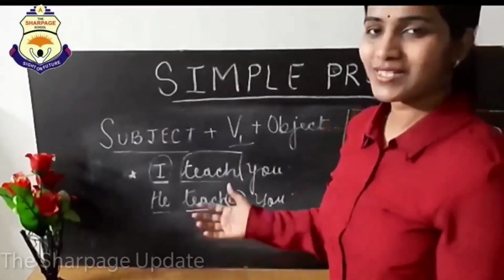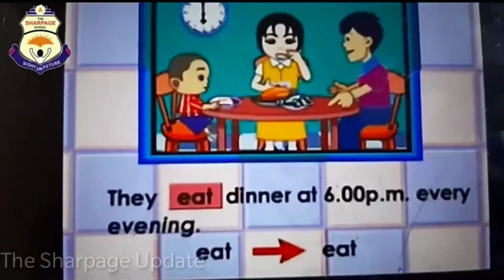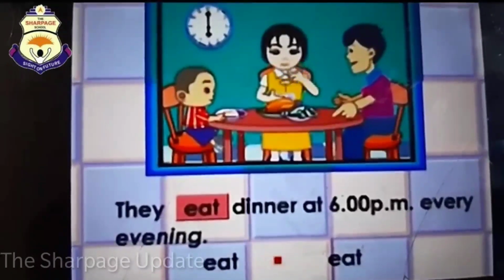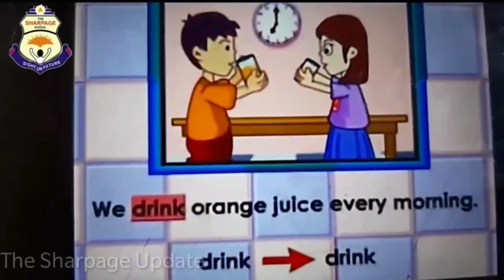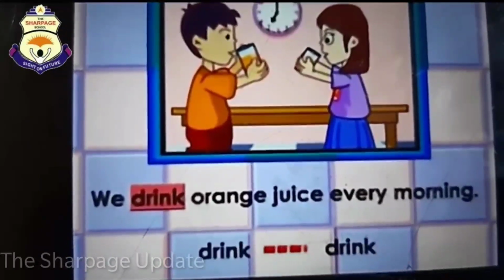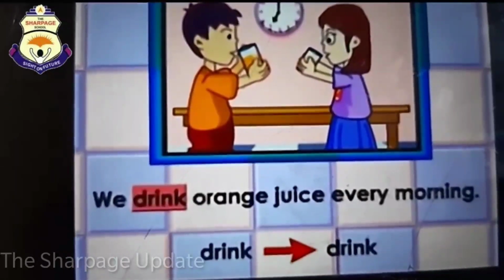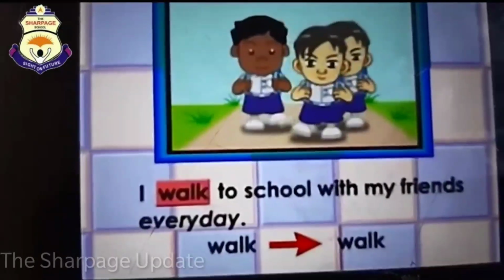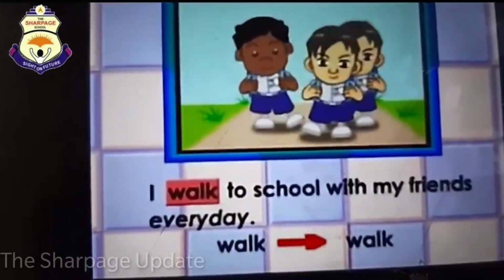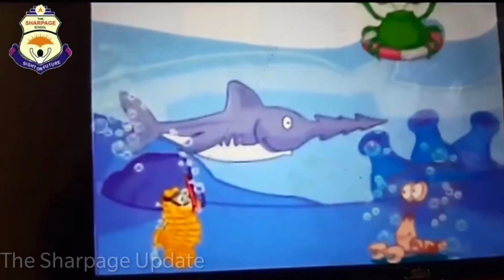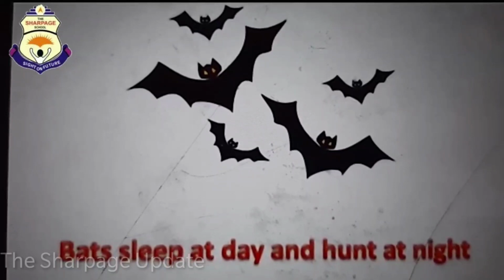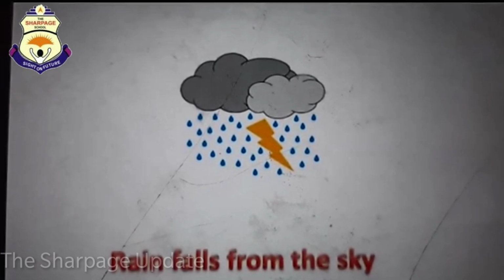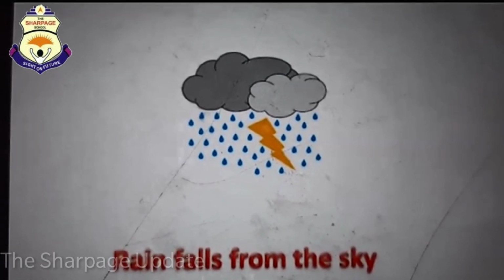Now let's see some more examples of this type. They eat dinner at 6 p.m. every evening. We drink orange juice every morning. So drink is the first form of the verb. I walk to school with my friends every day. Walk is the verb. Bats sleep by day and hunt at night. Rain falls from the sky.